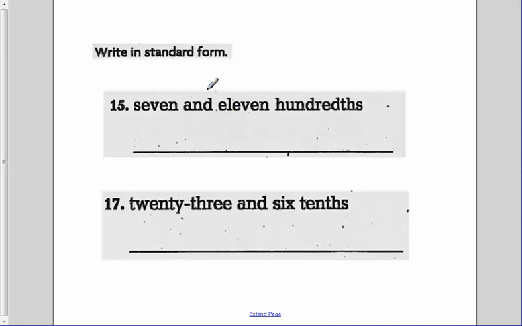Now to write this in standard form, this is just like writing it as if you were putting it in numbers. So I've got 7 and 11 hundredths, so 7.11, because my second 1 is in my hundredths place. And then I've got 23 and 6/10ths, so 23, and that's where I say my decimal point goes, 6/10ths, so 6 is in my 10th place.